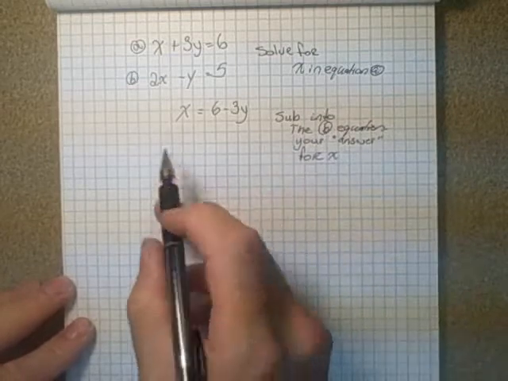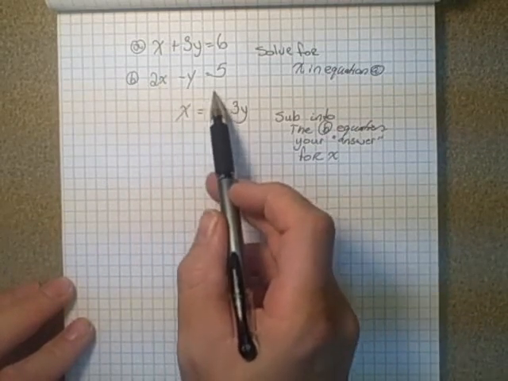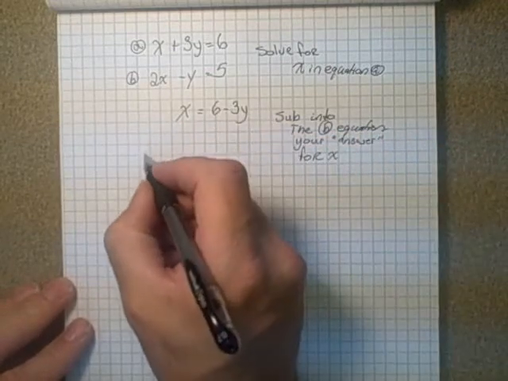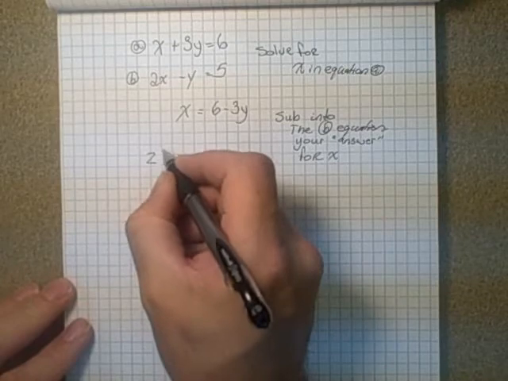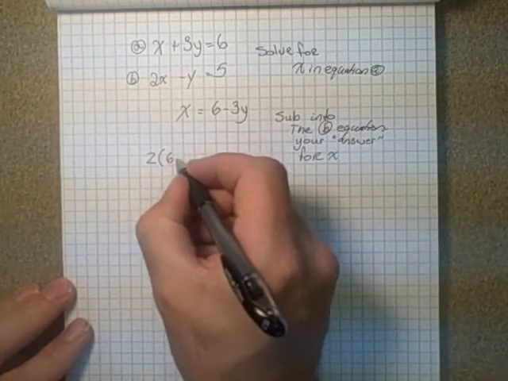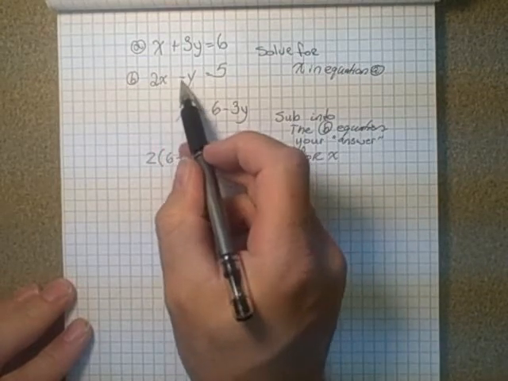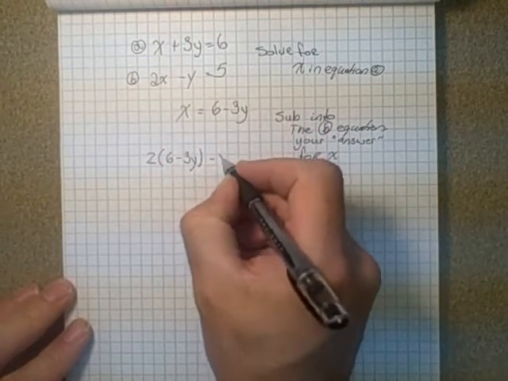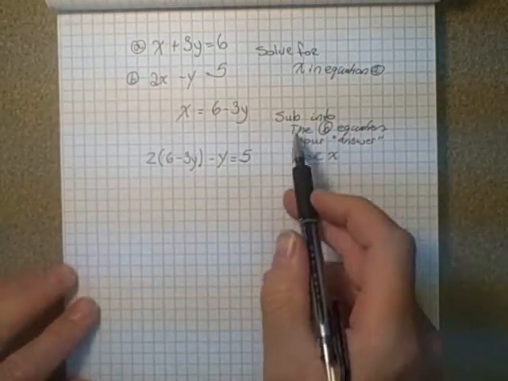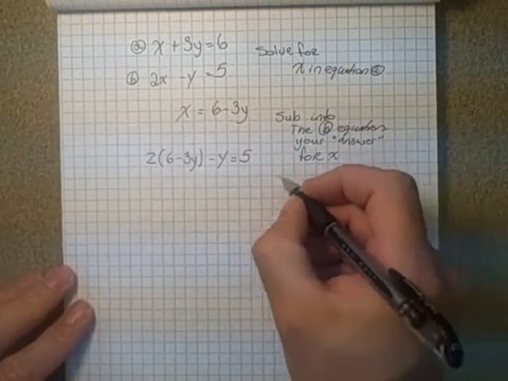So in the B equation, wherever you see x, right here with the 2x, you want to replace it with this whole expression 6 minus 3y. So what we do is we take B, so that would be 2 times, and it has to all be in brackets, this value here, 6 minus 3y. Close the brackets, and then we move to the next part, minus y equals 5. So that's what we did there. We subbed that in where the x was. So then we solve this.